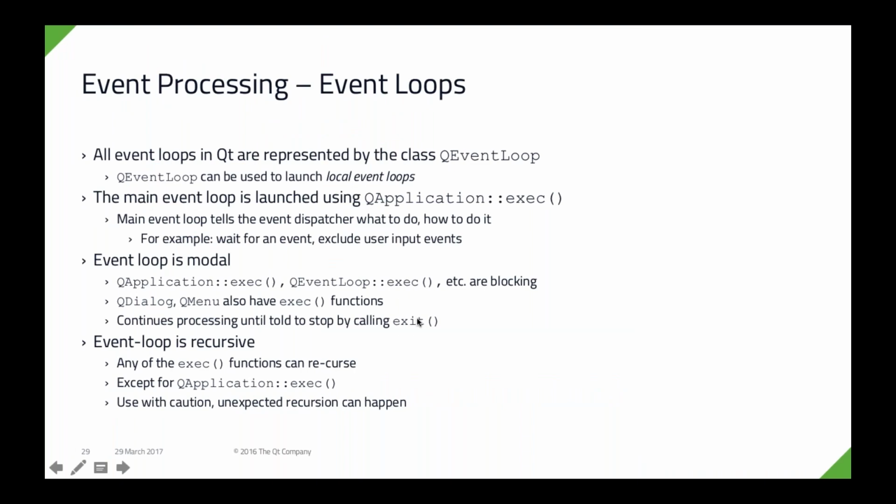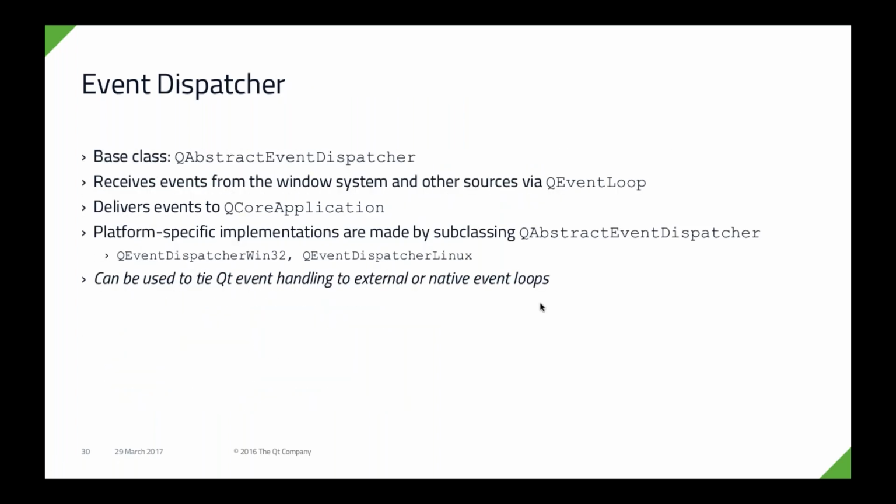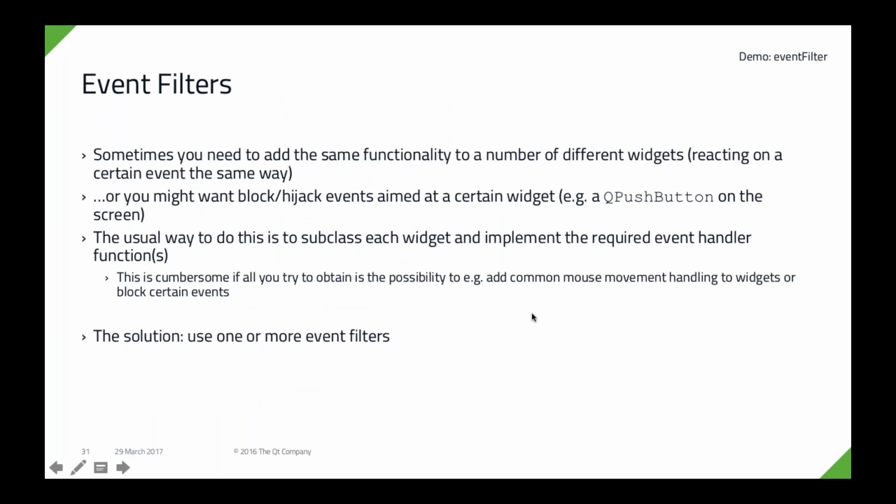Event loops are modal, so only one will be running, or one will appear at a time. So if you, for example, open a QDialog and it starts its exec function, it will stop the others. Event loops are also recursive. Okay. You can also add your event filters as well, so we have a means to do that too. Okay.